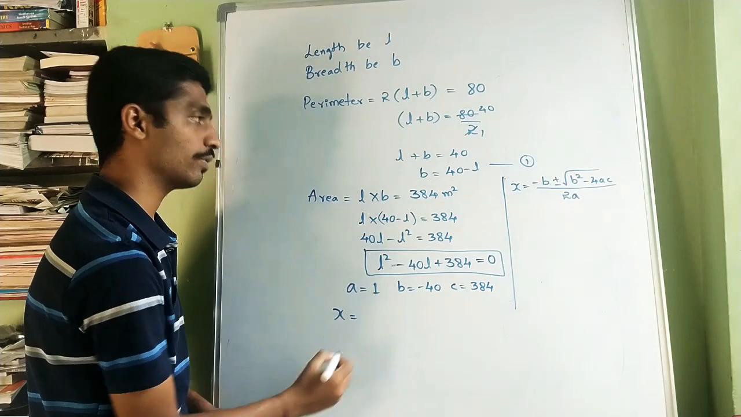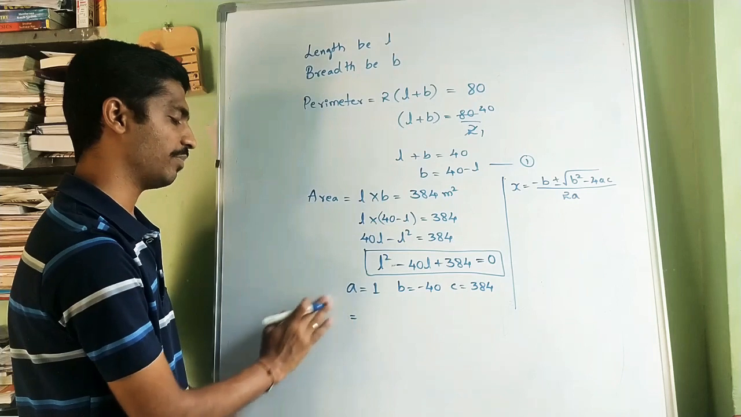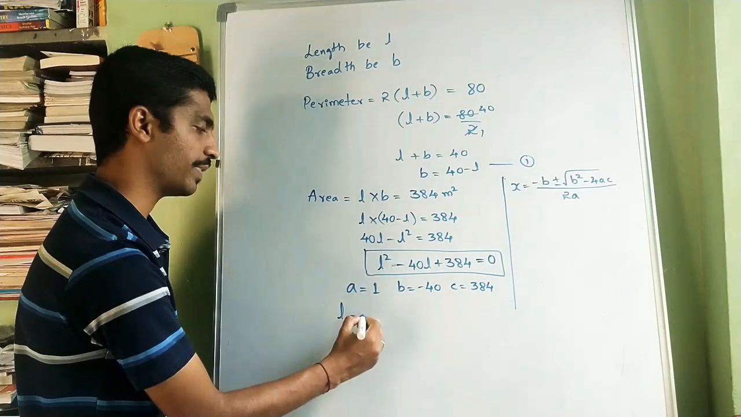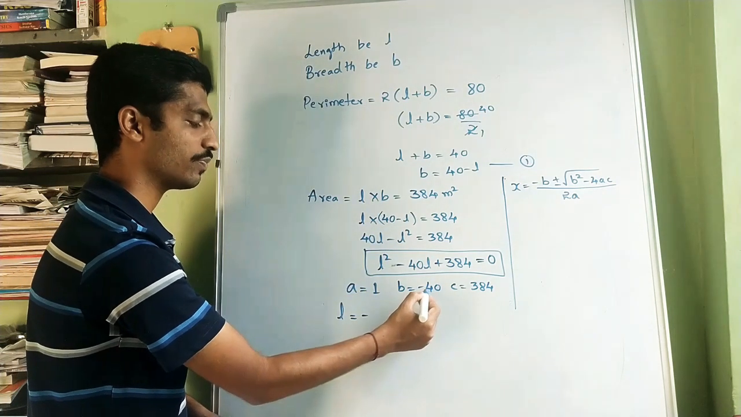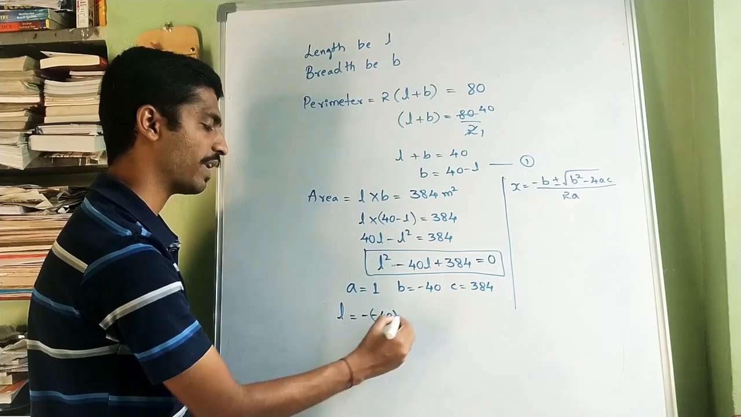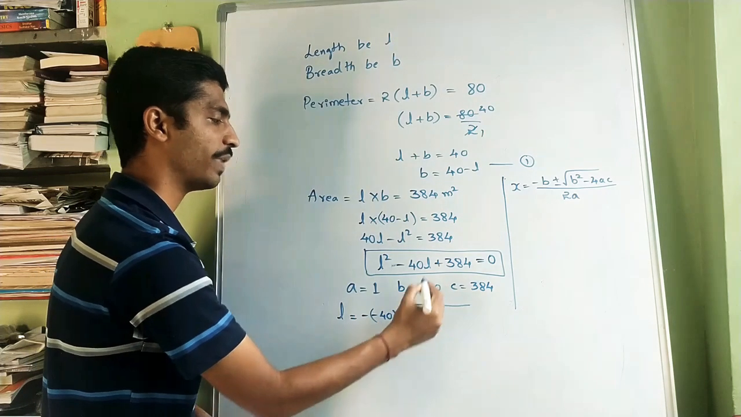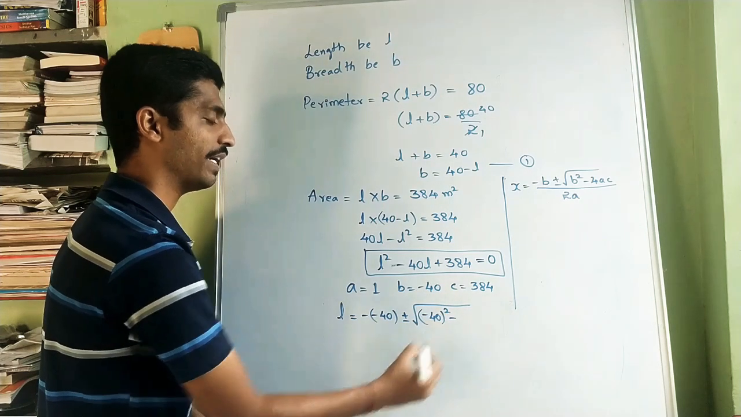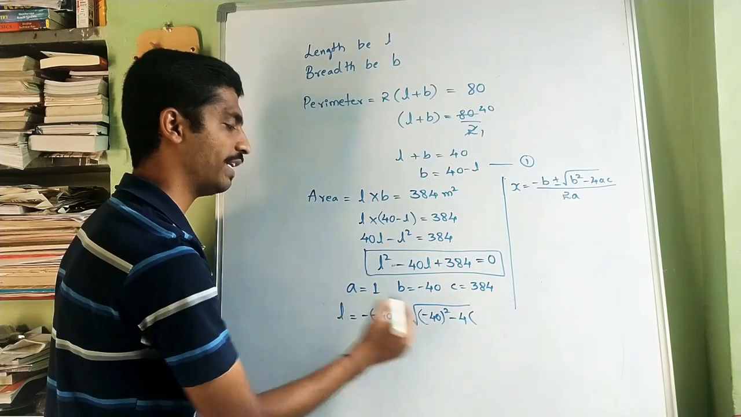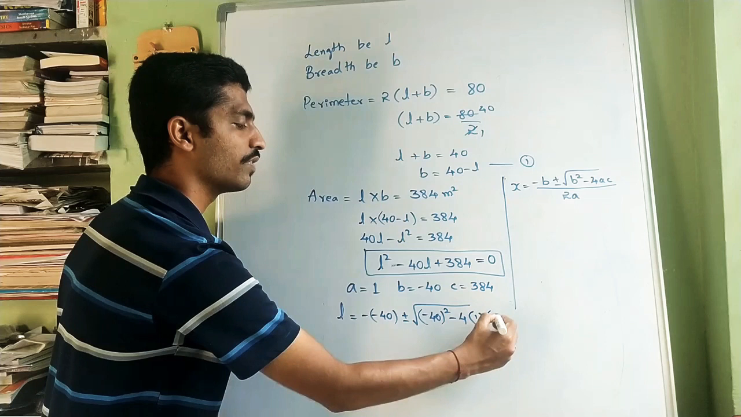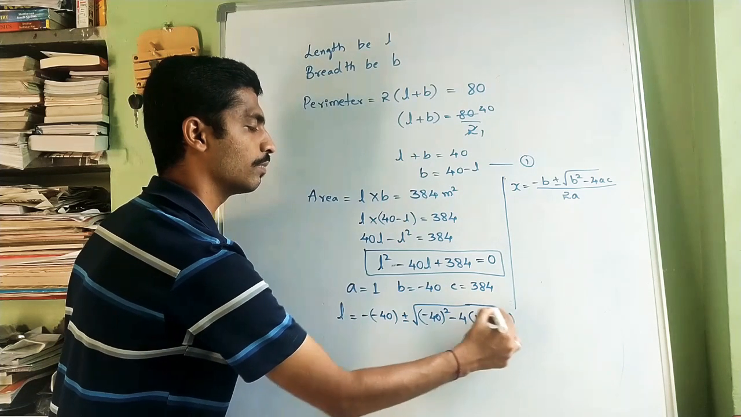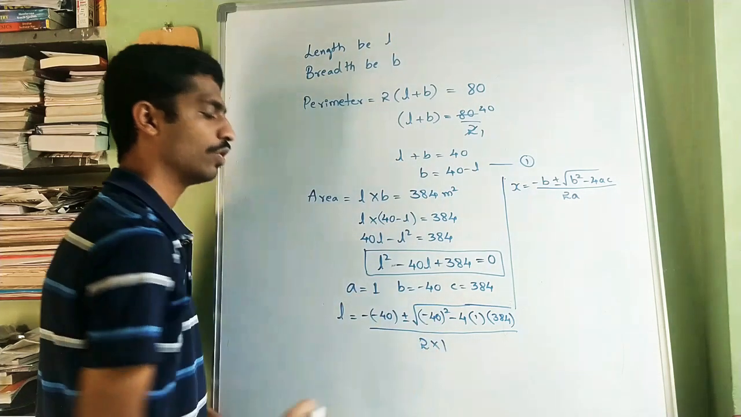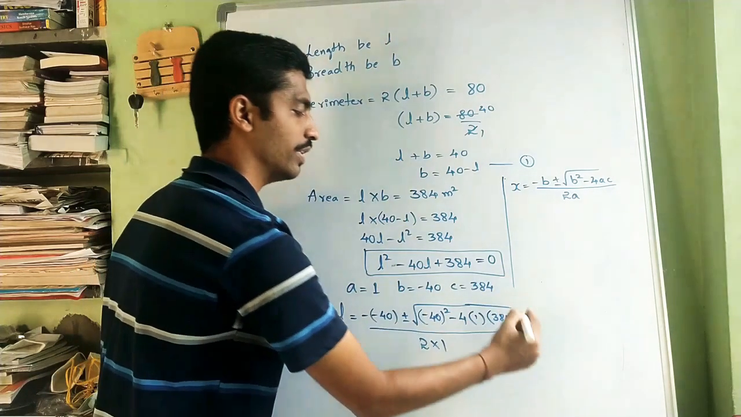Okay, now substitute in the formula. So x equal to, so instead of x here take it as L, because in place of x we are using L. L means length. So first minus b means what? Minus 40 is there, so keep it in bracket. Minus of minus 40 plus or minus root of b square. So what is b square? b square is minus 40 square minus 4ac. 4 into a is 1, c means 384, divided by 2a. What is 2a? a means 1. 2 into 1. Okay, so here only solve it.